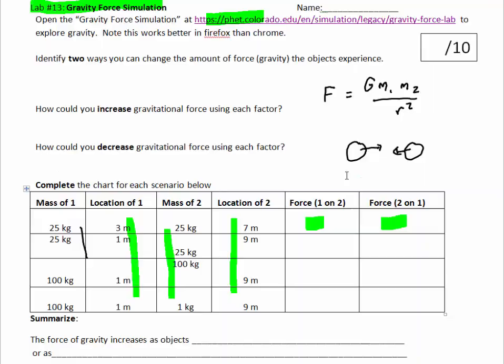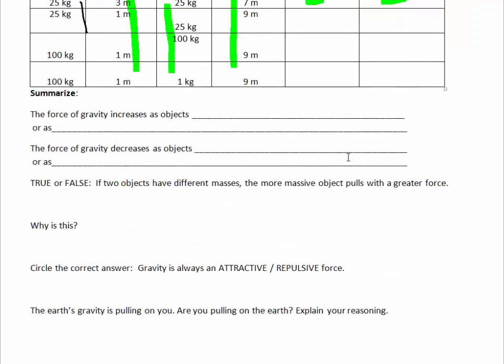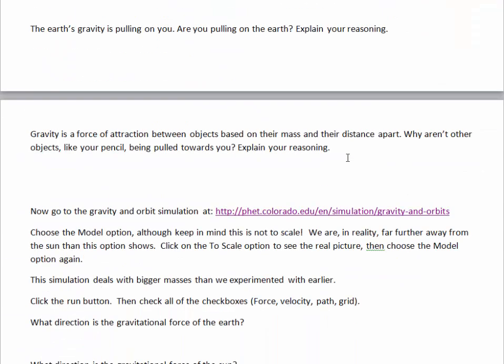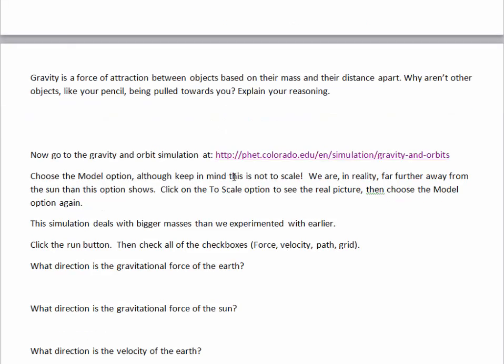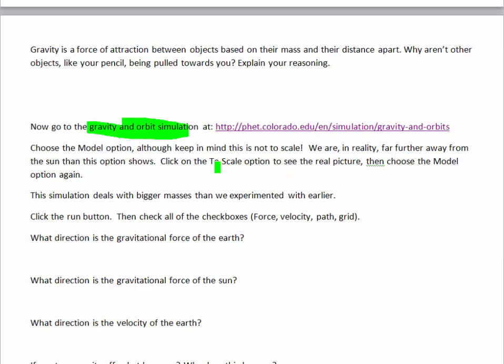Then what I have you do is move down here and think about some real life applications of it. And I'm going to say, well, the force of gravity between planets is what causes them to orbit. So let's take a look at this simulation, and I have you go to the model option, but keep in mind that that's not to scale, and just click over to see the to scale option just to show you how small we really are in this world.